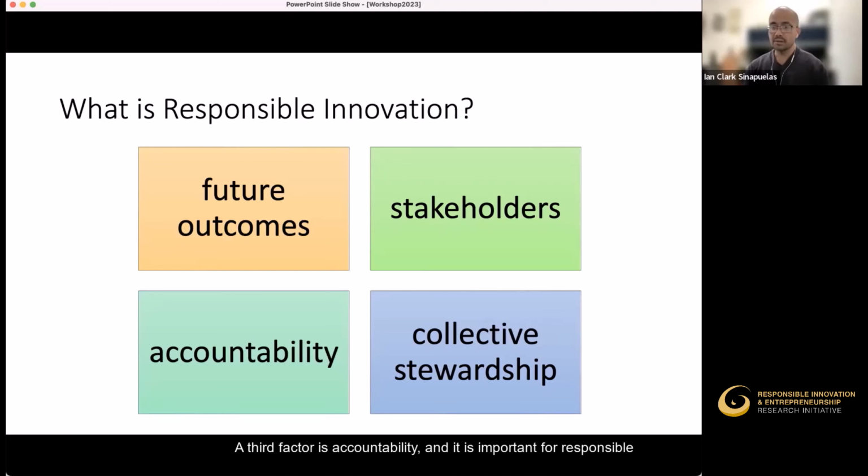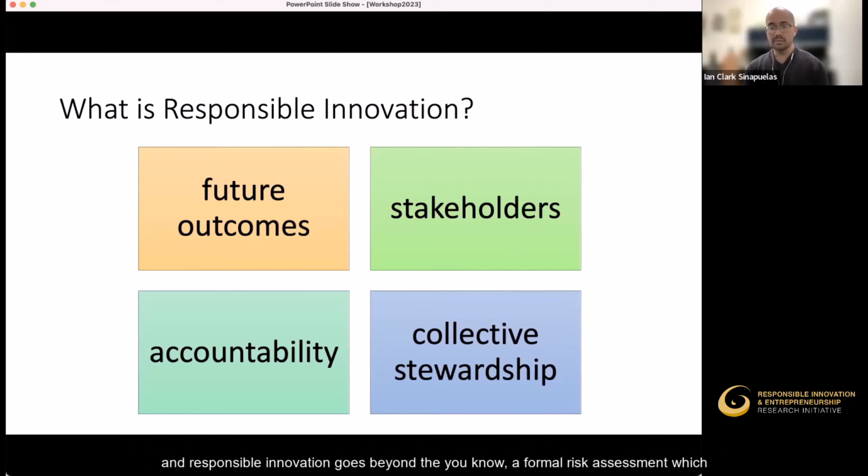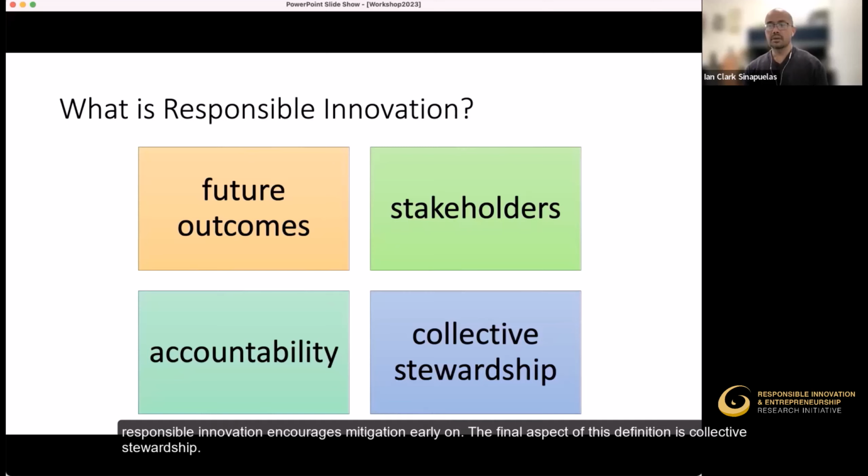A third factor is accountability, and it is important for innovators who are engaged in responsible innovation to take ownership of the negative outcomes and to take action in order to mitigate or minimize those negative outcomes. And responsible innovation goes beyond a formal risk assessment, which some innovators might actually be employing. This goes beyond that in a sense that it's getting a lot more information from other stakeholders, and that the responsible innovation encourages mitigation early on.